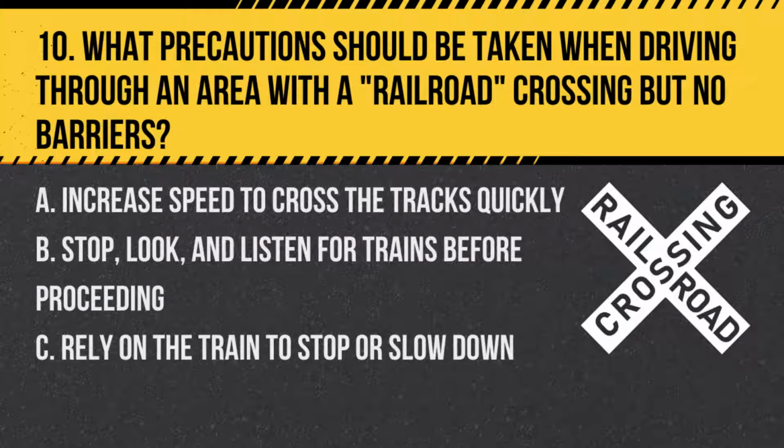Question 10. What precautions should be taken when driving through an area with a railroad crossing but no barriers? A. Increase speed to cross the tracks quickly. B. Stop, look, and listen for trains before proceeding. C. Rely on the train to stop or slow down.